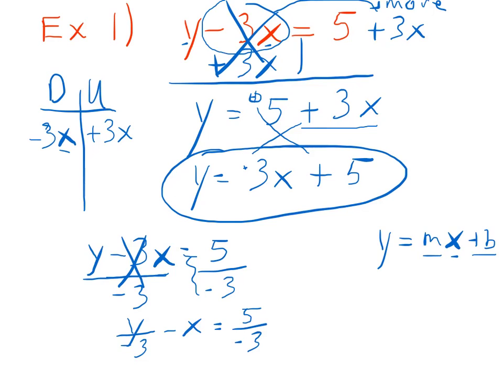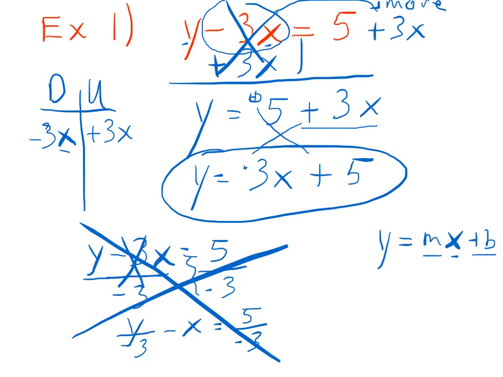Did that get y all by itself? No. So if you thought, oh, I need to divide by 3, you should see right away that's not actually going to get this y all by itself, like it does if we just add 3x to both sides. So cross this out, because that is not y.